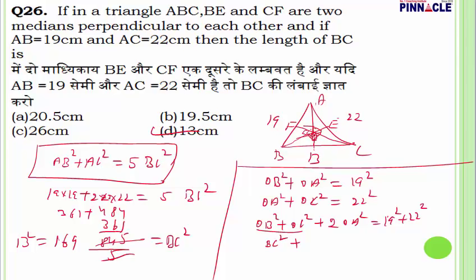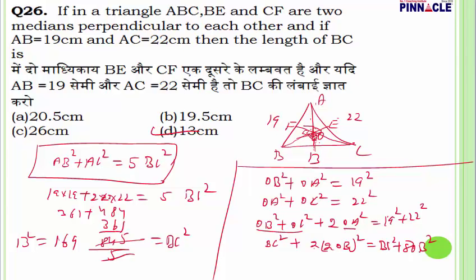This is OA, and this is the centroid. The centroid will divide the median in the ratio 2 is to 1. So if this is 2, then this would be 1. So in place of that you can write OA is equal to 2 OB. In other words, you can write BC square plus 8 OB square, because 2 power 2 is 4, and 4 into 2 is 8 OB square.